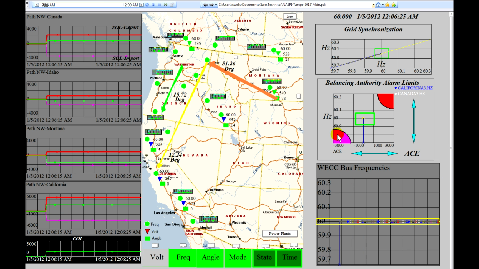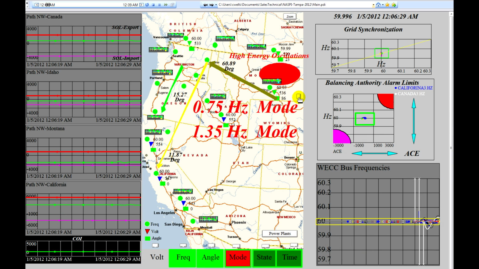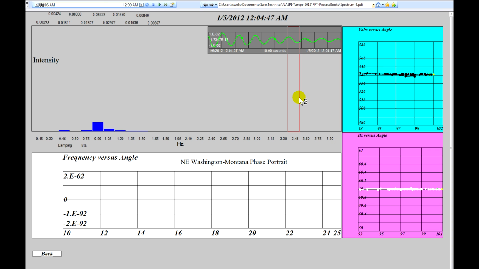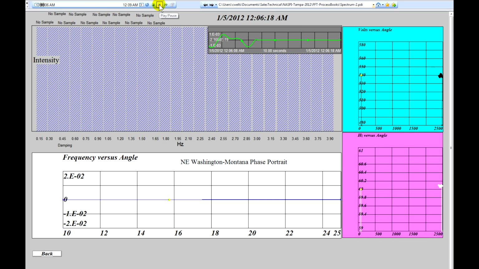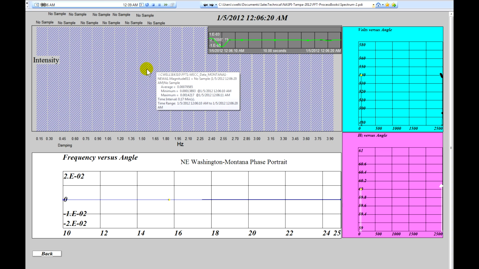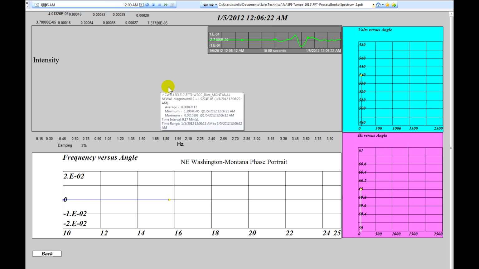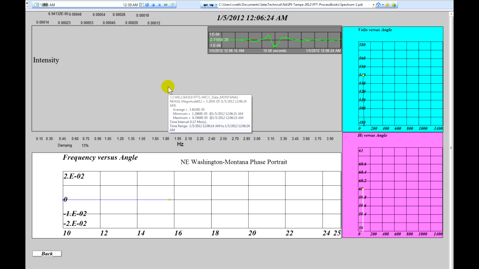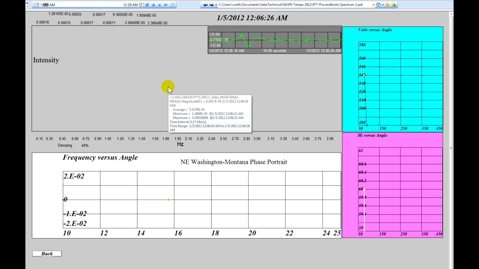Now from the main screen we'll take a look at the actual oscillations that are occurring, and we'll jump into the oscillation page and start it at the beginning of the event. You can see initially there's an intense amount of energy dissipated in the first oscillation.